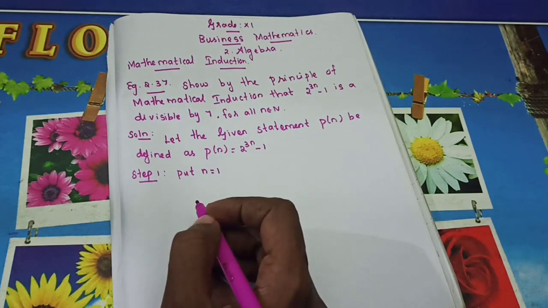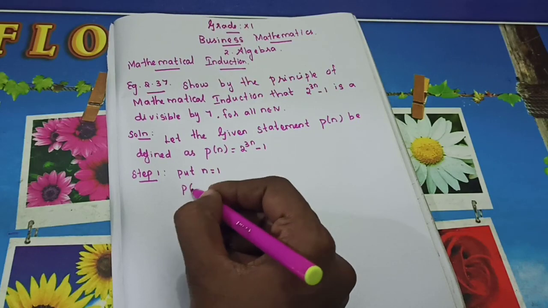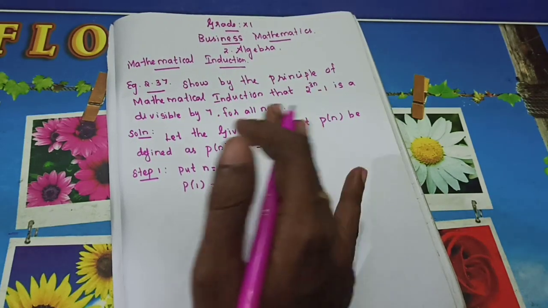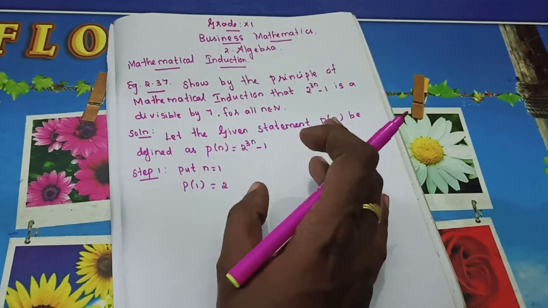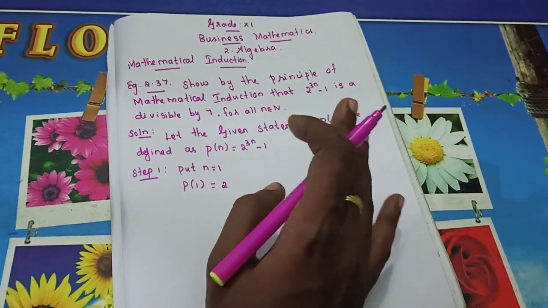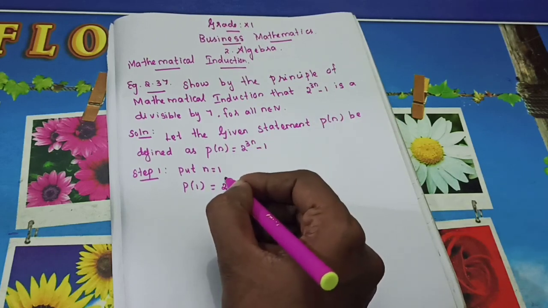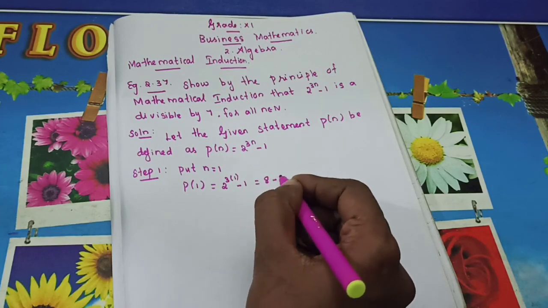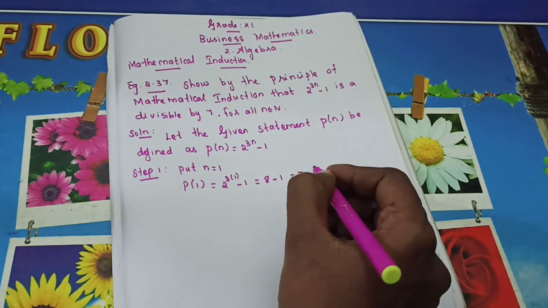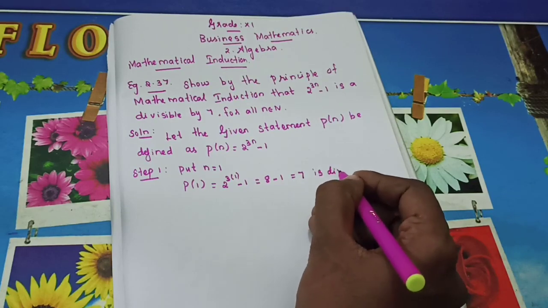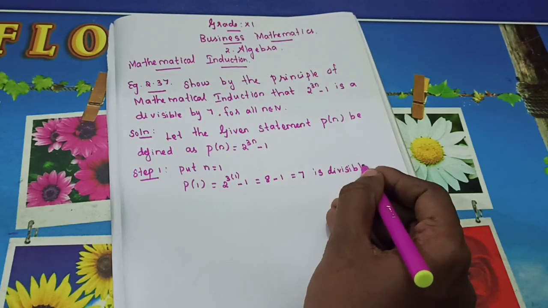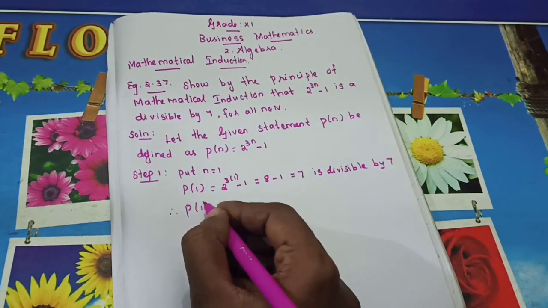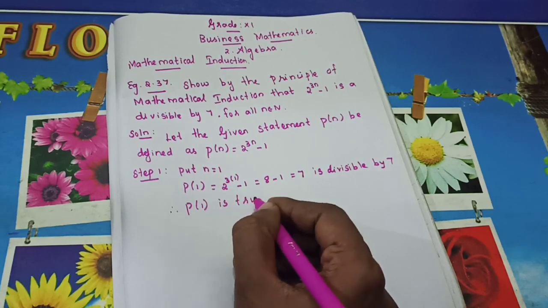What is the value of P of 1? Here there is no LHS and RHS; we need to prove 2 power 3n minus 1 is divisible by 7. So 2 power 3 into 1 minus 1. 2 power 3 means 8, minus 1 is equal to 7. Is 7 divisible by 7? Yes, correct. Therefore, P of 1 is true.